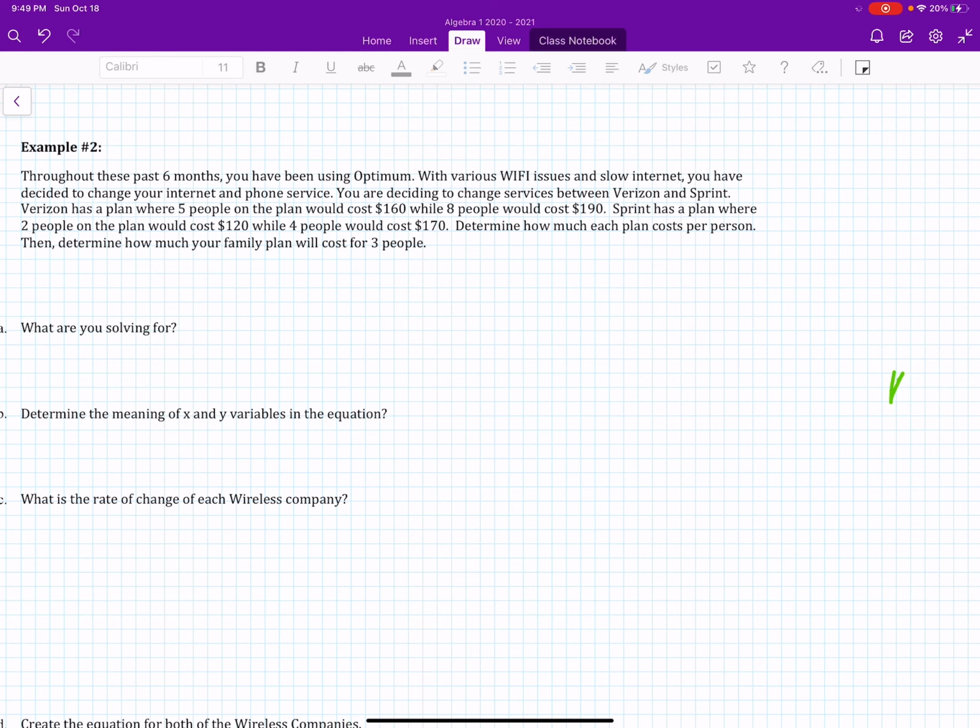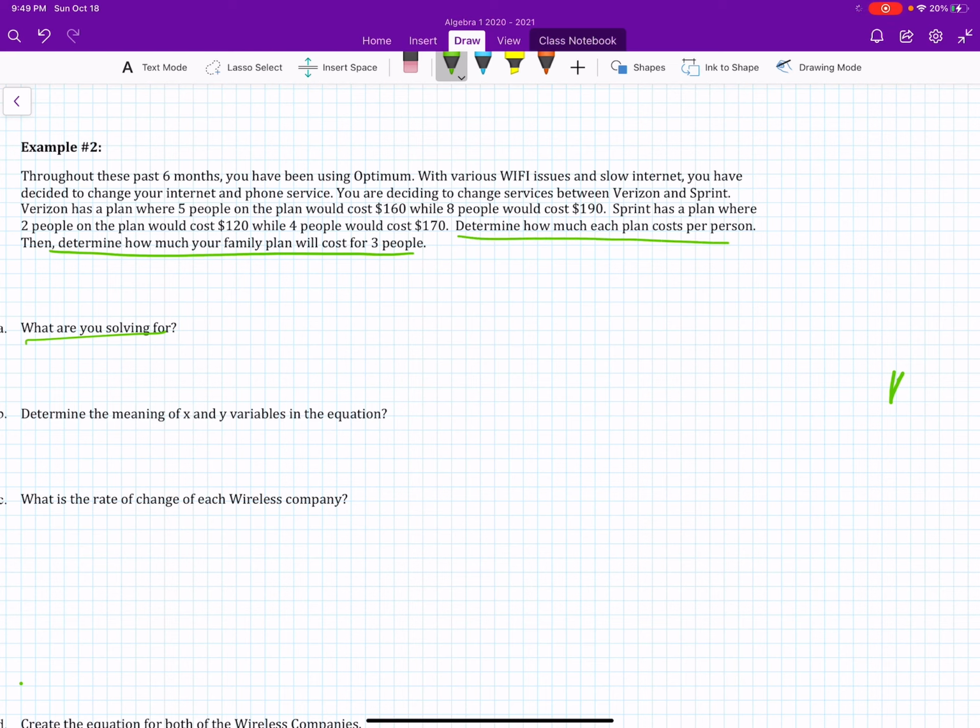So, very good here. Our first question is, what are we solving for? That's usually at the tail end. And here we have how much the per person plans for each cost. So the price of each plan for one person. That's what per person is. It's one person. Then how much for the cost of the family plan for 3 people. So the price of each plan for one person and 3 people.